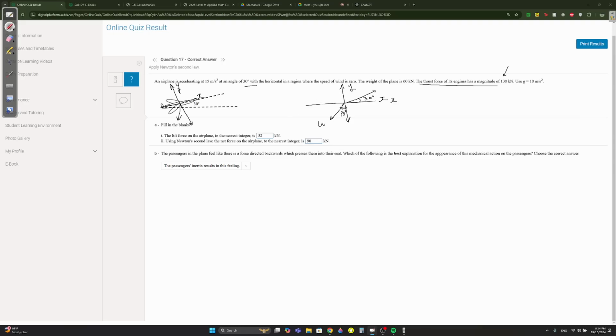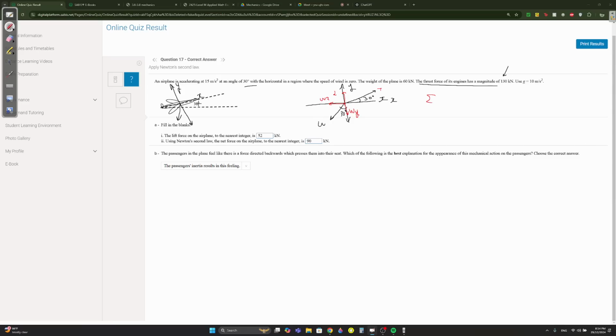Down, we're going to have the x component of the weight and the y component of the weight. Up, we're going to have something that, instead of normal, we call the lift force. It's the thing pushing it up. Let's call this force T, the thrust. Okay, look here.